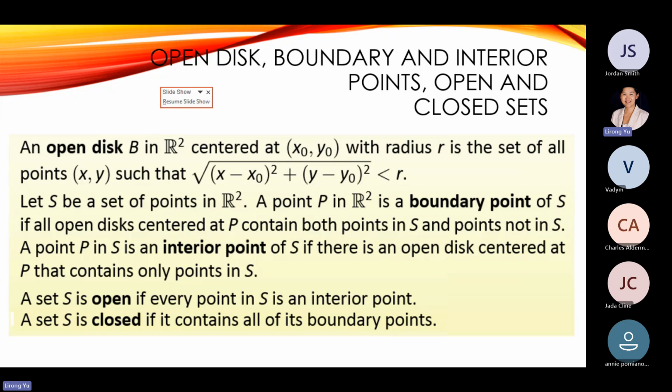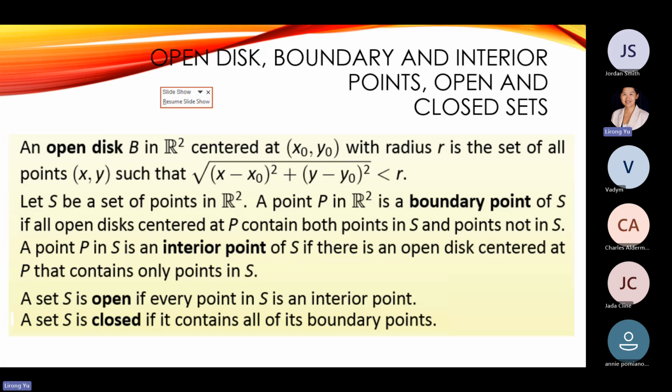All right. Boundary point, the opposite will be the interior point. A point P in S is an interior point of S if there's an open disk. We don't need many, we just need one. If you can find one open disk that contains P, centered at P, that has only points in S.